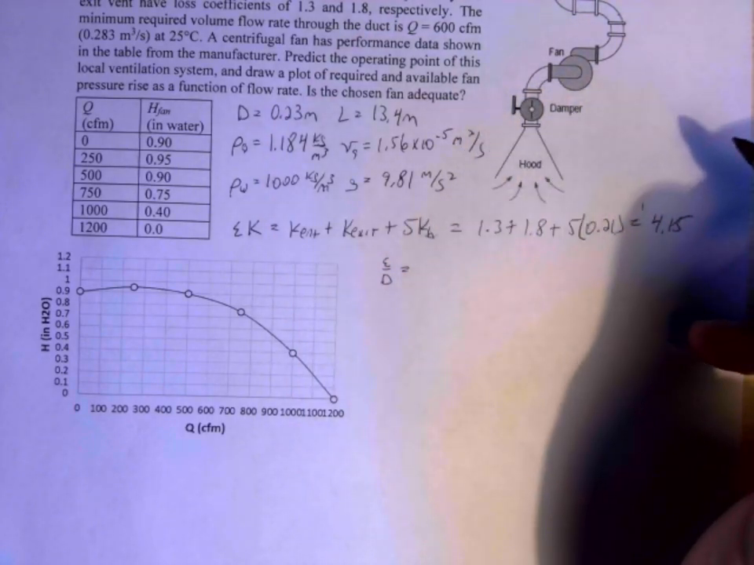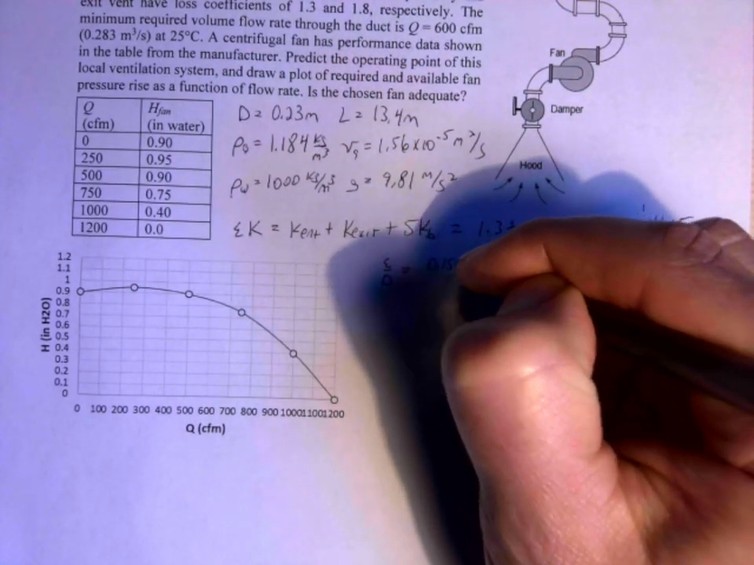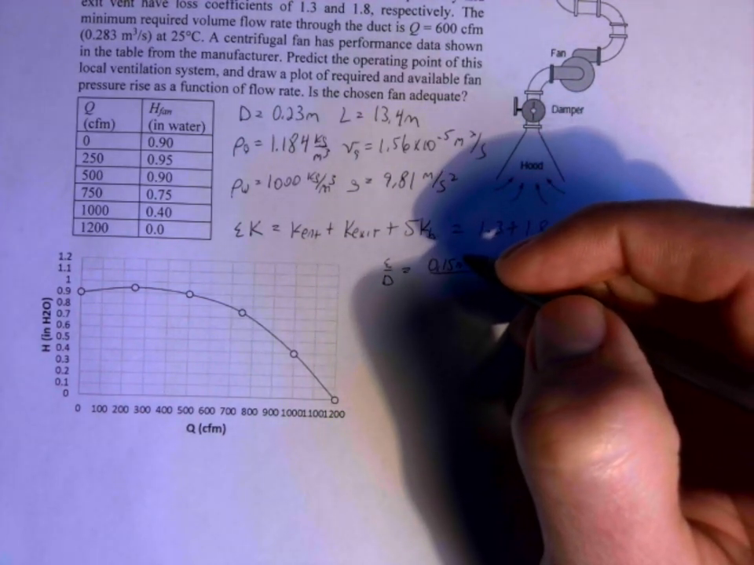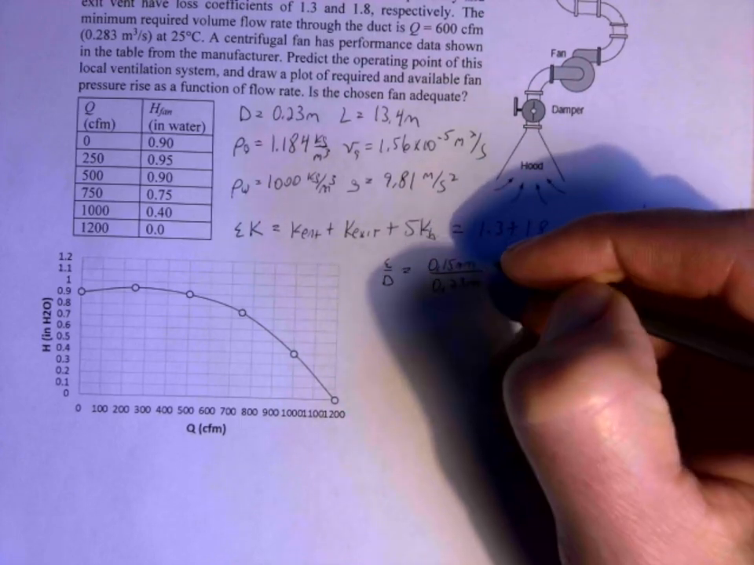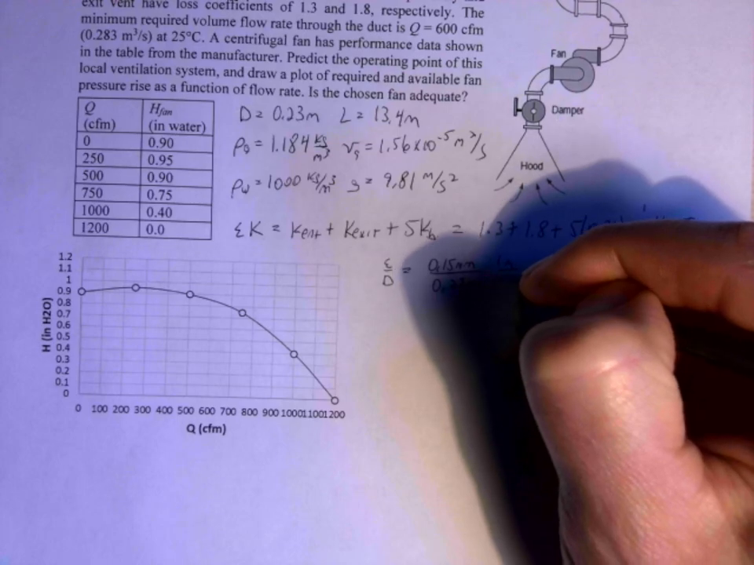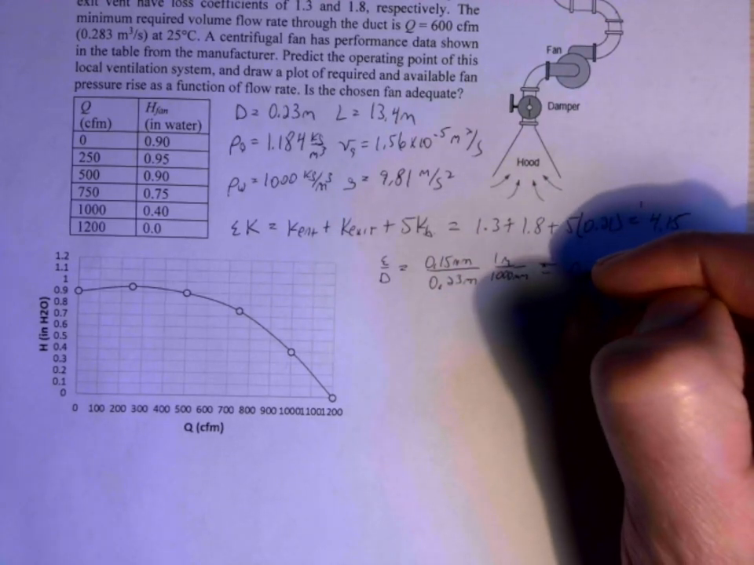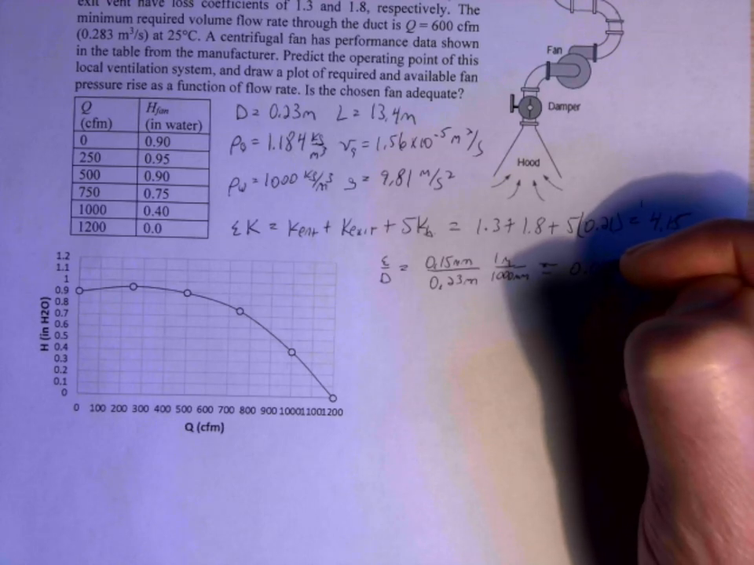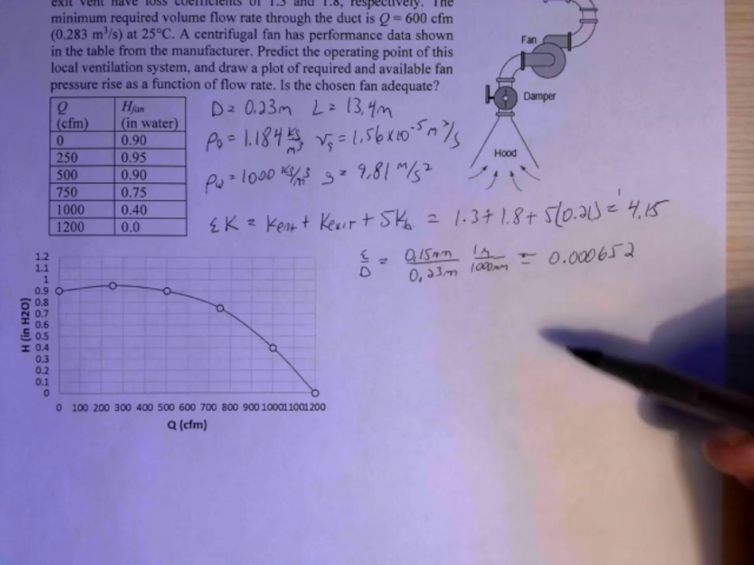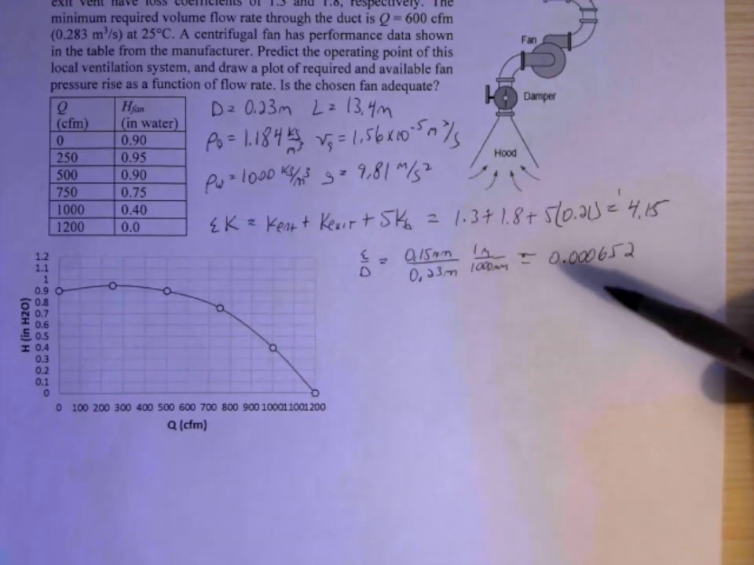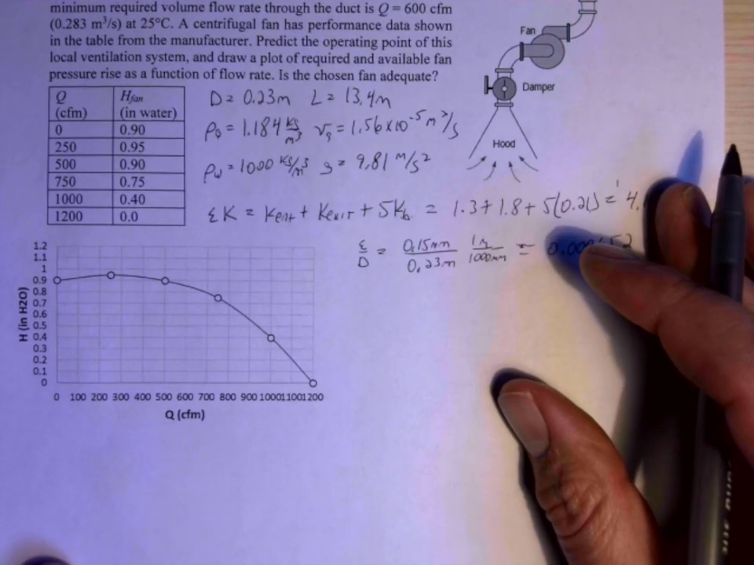And so epsilon here, we're told, is 0.15 millimeters. And then D, we're told, is 0.23 meters. And then we need 1 meter is 1,000 millimeters. And so to make the units work out, to make this dimensionless, I get 0.000652. So this is the relative roughness, which tells us where we're at on the Moody chart, which of those curves that go to the left we're going to look at when we get the Reynolds number at different flow rates to do that.